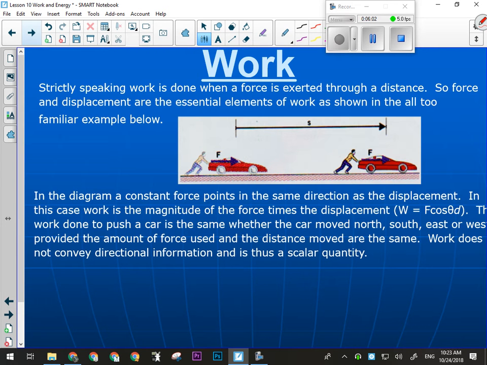So, strictly speaking, work happens if a force is exerted over a distance. Both of those things have to happen in order for work to be done. If I just stand here and push on the wall, am I doing any work? I get tired, but I'm not doing any work. I'm not changing the energy of the wall. No matter how hard I push on it, I am not going to change either the kinetic or potential energy of the wall, and as a result, I am going to accomplish nothing. I will do no work on the wall.